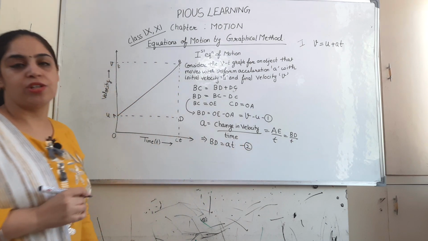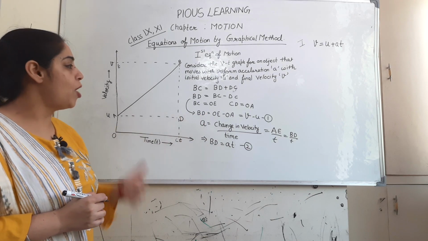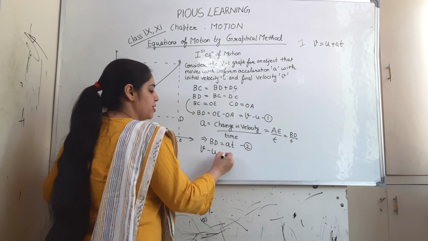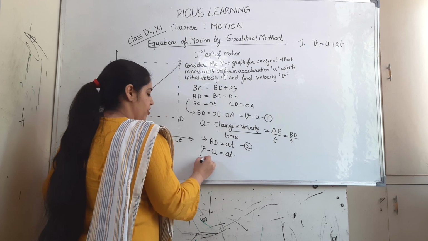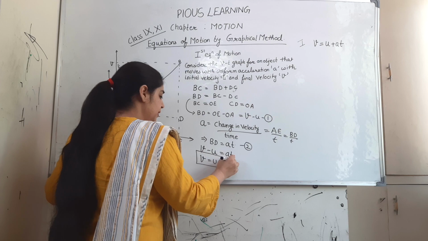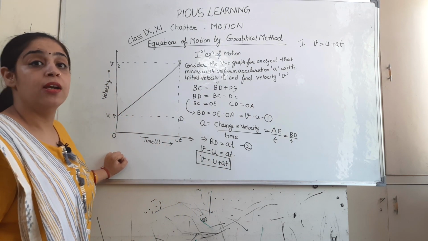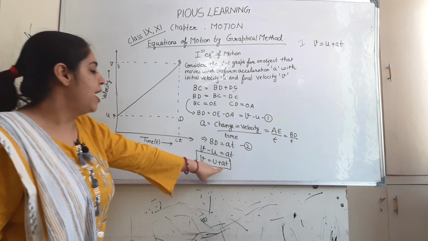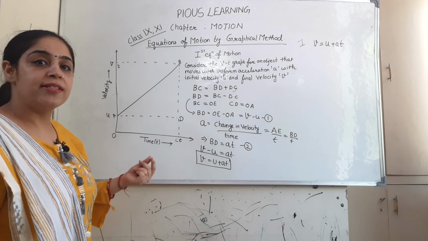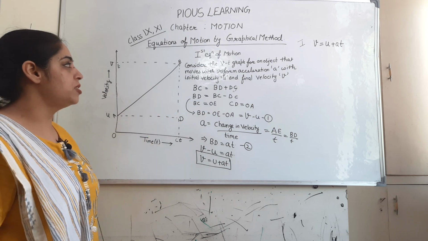Mark this as equation number 2. So this is equation number 1, this is equation number 2. On comparing 1 and 2, what do I get? V minus U is equal to AT, or V is equal to U plus AT. This is the first equation of motion, where V represents final velocity, U represents initial velocity and A represents the uniform acceleration. That's what I discussed, that the acceleration is constant with which the velocity is increasing. So that's my first equation of motion.